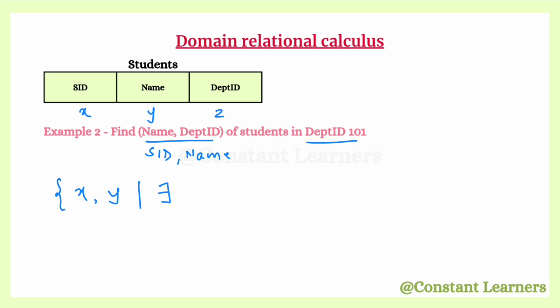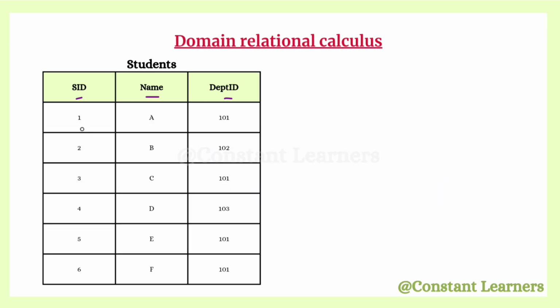then we have to inform the DBMS about the one column or attribute that's left behind, that is department ID, such that there exists Z. In which table? In the students table, right? The variables are X, Y, and Z for each column. And the condition is department ID is 101, that is Z is equal to 101. Alright, so that is the query. Again, in this case, the output will be 1A, 3C, 5E, and 6F. This will be the output in the form of a table.